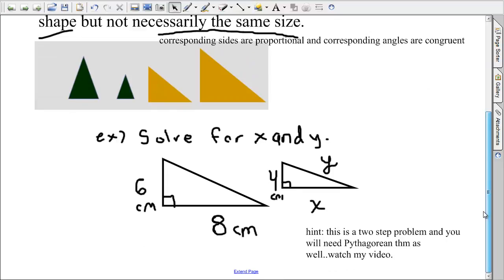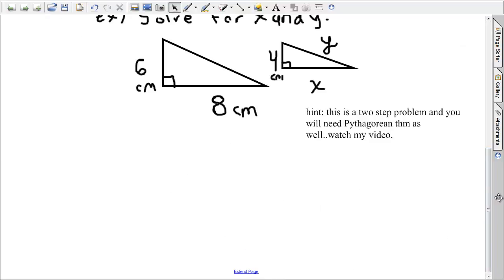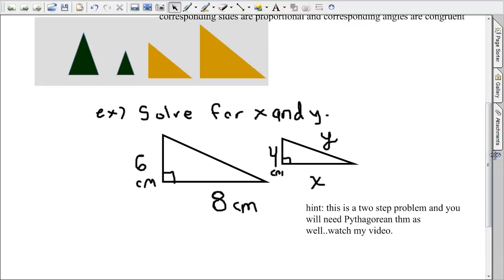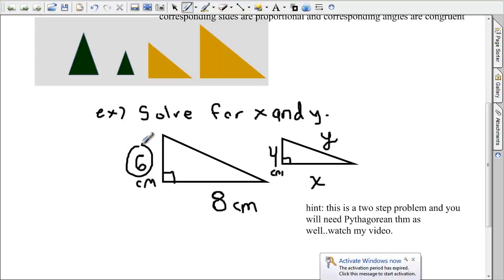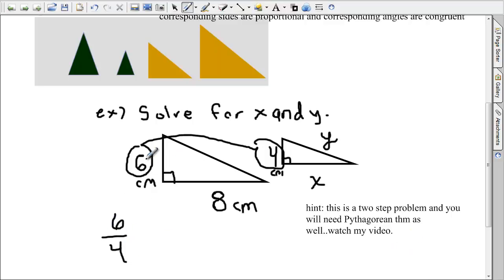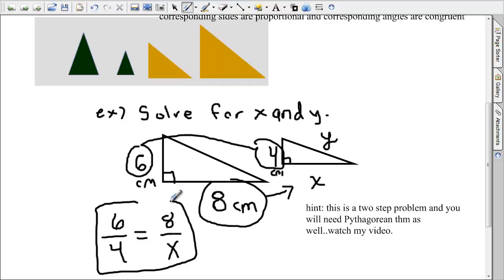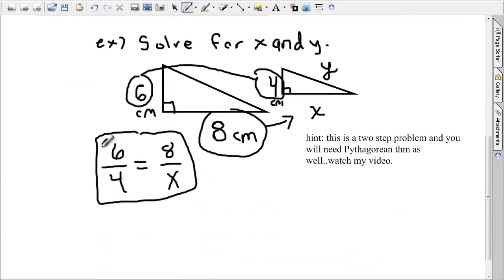So let's use what we know about similar triangles to help us solve for x and y in this problem. So my hint is, to solve for x and y, this is going to be a two-step problem, and the second phase will involve Pythagorean theorem. But phase one, we're going to go like this. 6 is to 4, right? So 6 is to 4 as 8 is to x, right? So 6 is to 4 as 8 is to x. And just make sure you're being consistent in how you set up that proportion. Then we're going to cross multiply and solve.